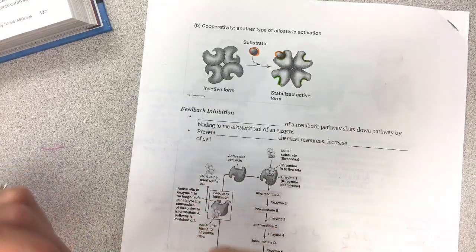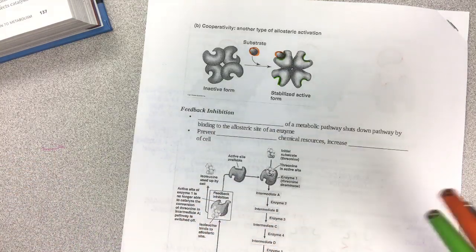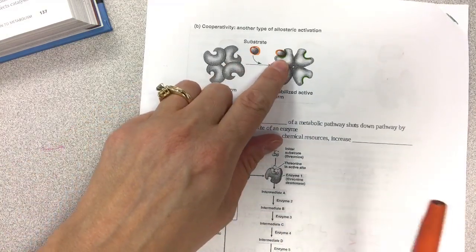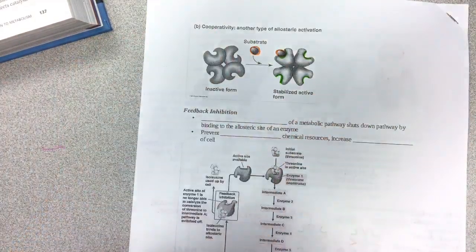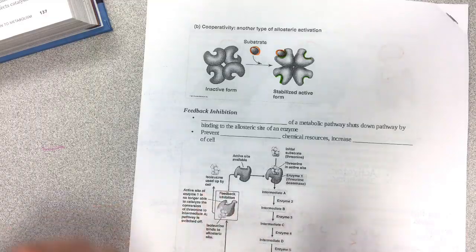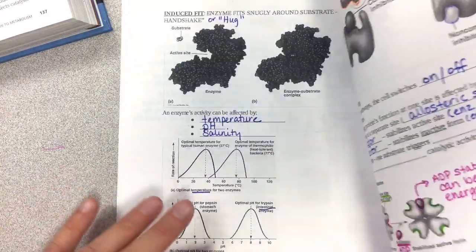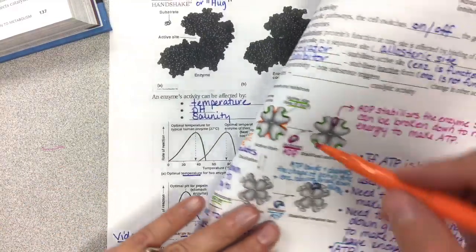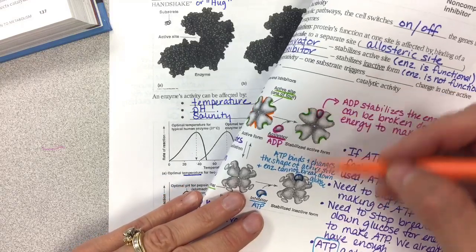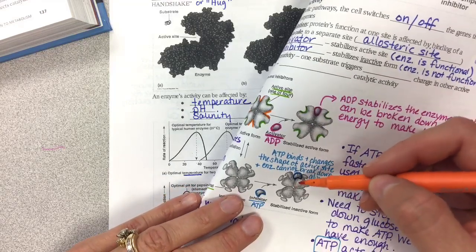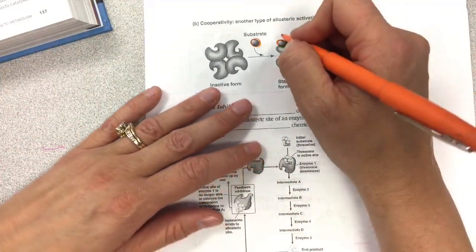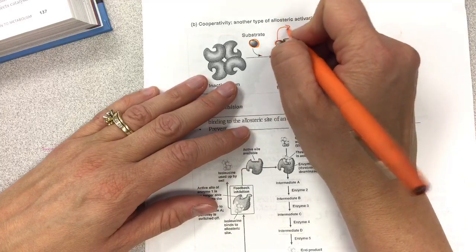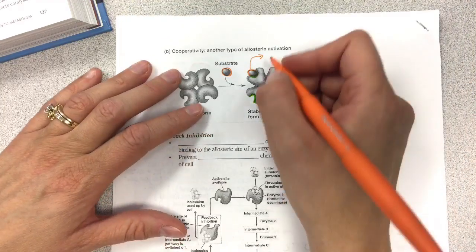So what cooperativity means is that if one substrate binds to one of the active sites, then it stabilizes that enzyme in the active form. And it doesn't matter if there's already a substrate bound to it. It doesn't matter if an inhibitor binds or not. It's going to stay in the active form. And so let's write that here.